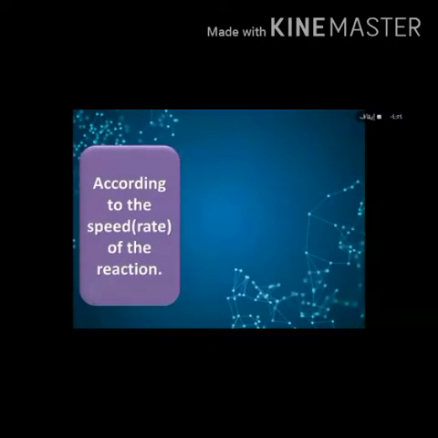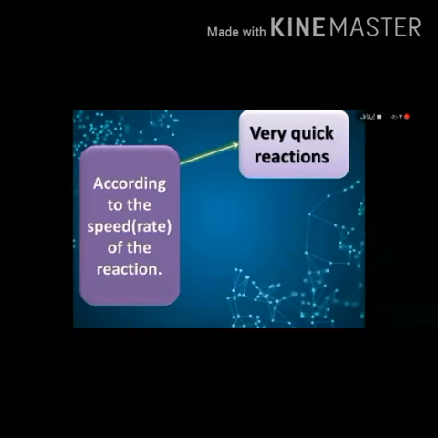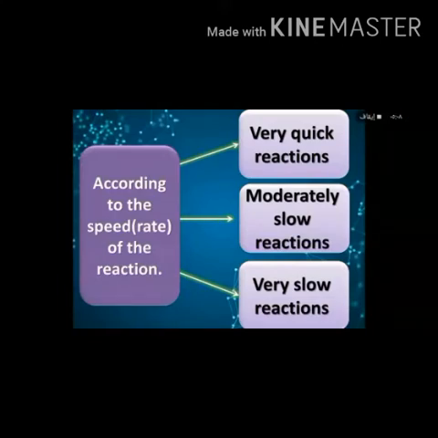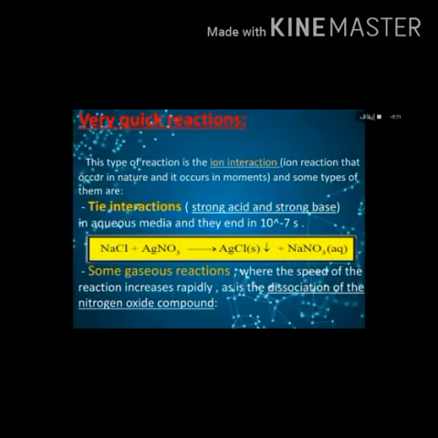Now let's go to the third type of chemical reactions. Reactions according to the speed or rate of the reaction, and is divided into three types: very quick reactions, moderately slow reactions, and the very slow reactions. The very quick reactions. This type of reaction is the ion interaction, aka ion reaction that occur in nature, and it occurs in moments. Some types of them are neutralization interactions, aka strong acid and strong base, in aqueous media, and they end in 10 powered by -7 seconds.